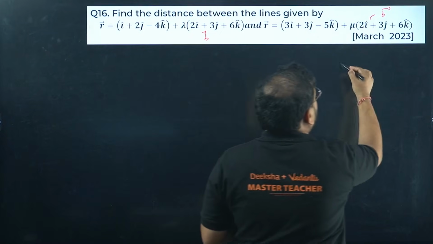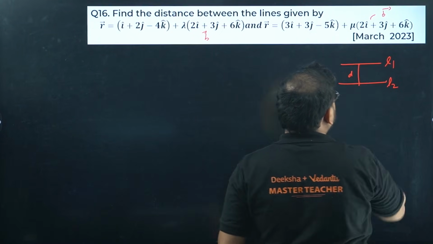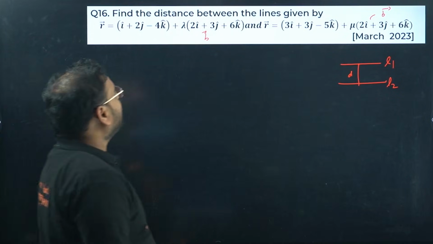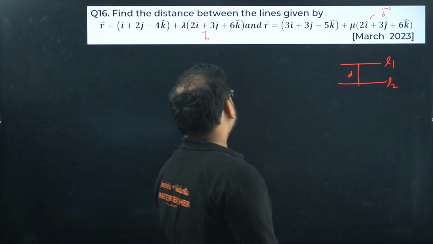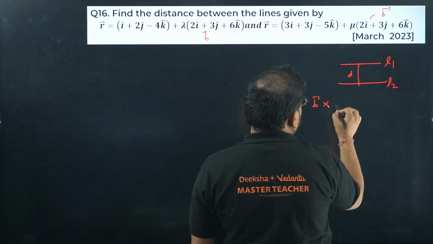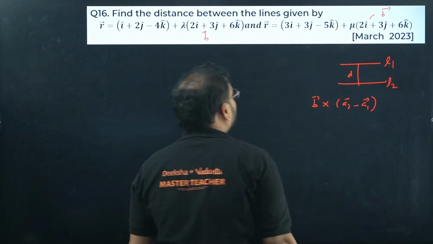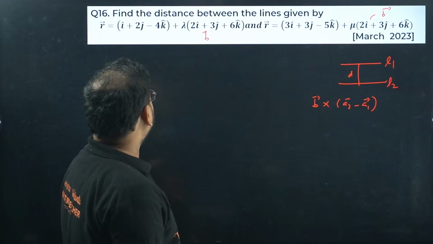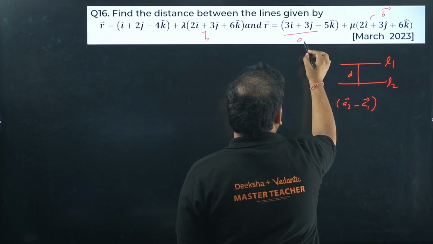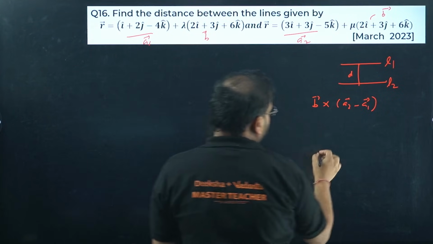So this is your first line L1, and this is line L2, like this. I'm looking for this distance D. Works? Yes, sir. Okay, 2i, 3j, and 6k. So in this case, we're going to do B cross A2 minus A1. Let's find A2 minus A1 first. So this is going to be your A2, and this is your A1.